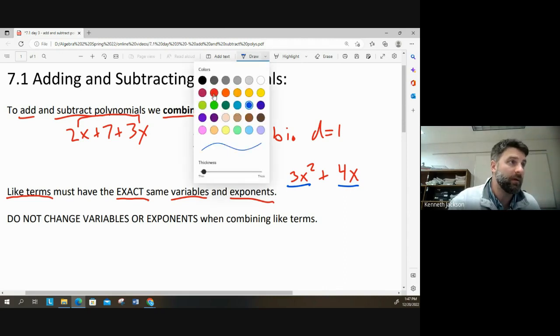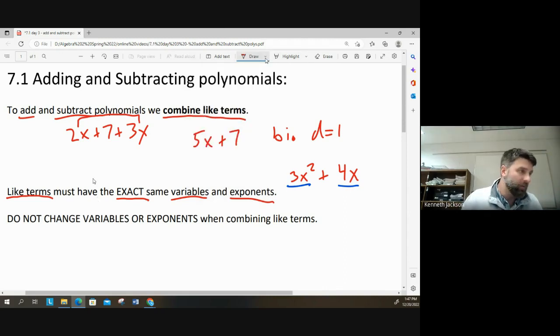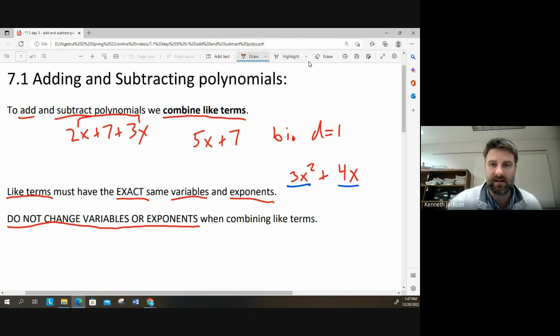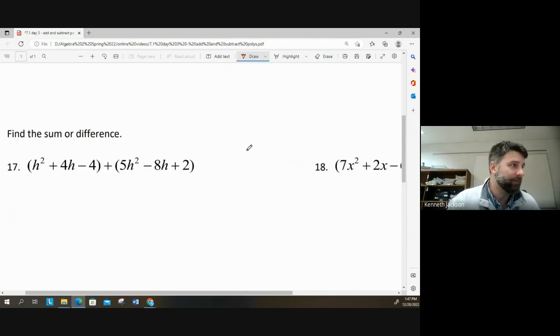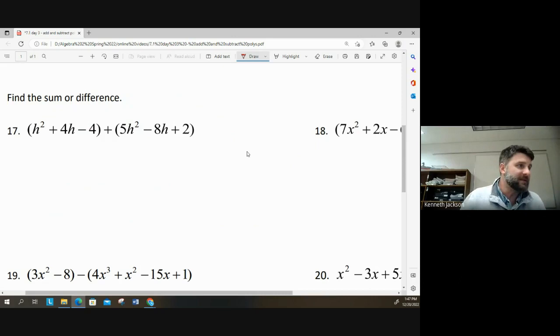And when we do add or subtract like terms, we need to make sure that we do not change any of the variables or the exponents. That's the most common mistake, is kids just start changing all of the exponents in the problem. So let's look at some problems. On number 17, I have a plus sign in between these two parentheses, so nothing's going to change here. These parentheses don't really matter. If you wanted to, you could rewrite the whole problem, or we could simply say this h squared will go with 5h squared. 1 plus 5 would give me 6h squared.